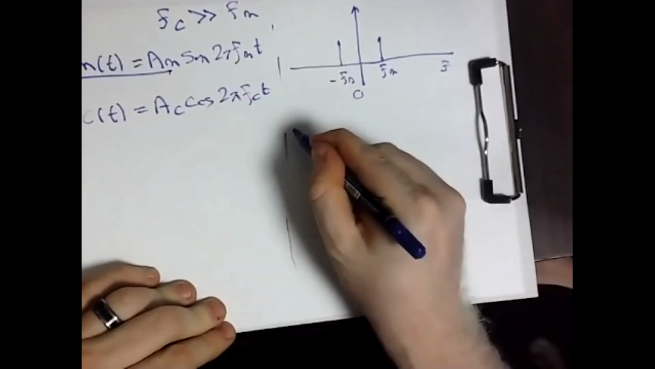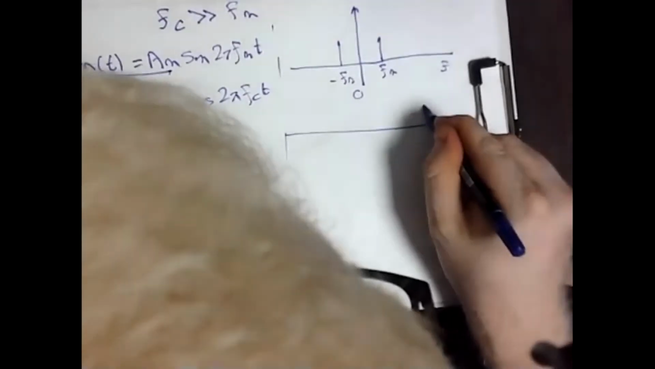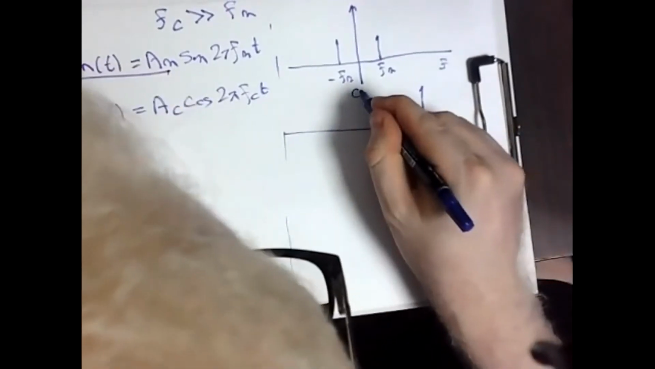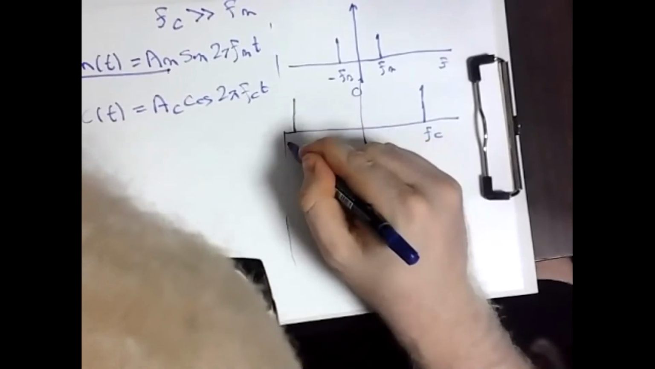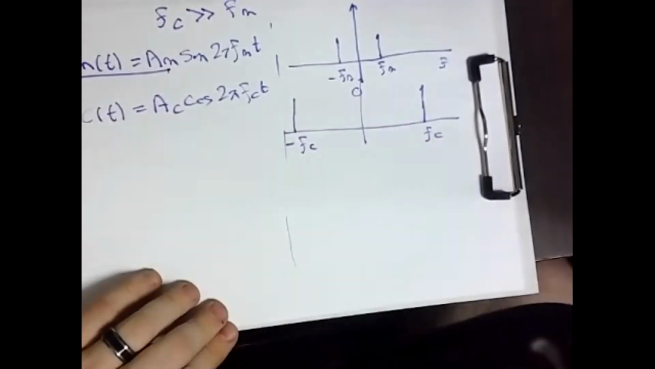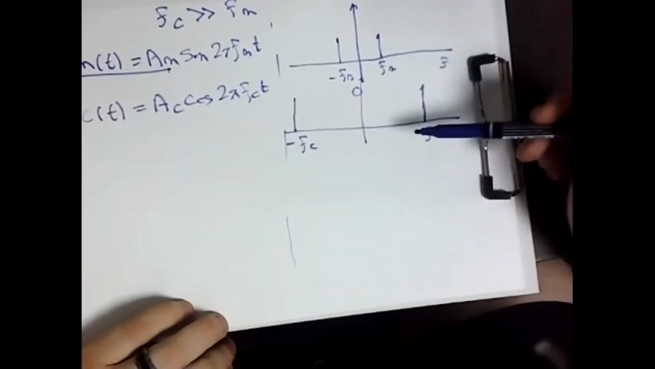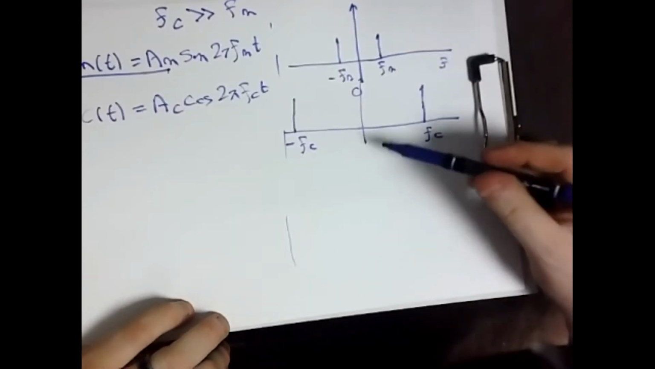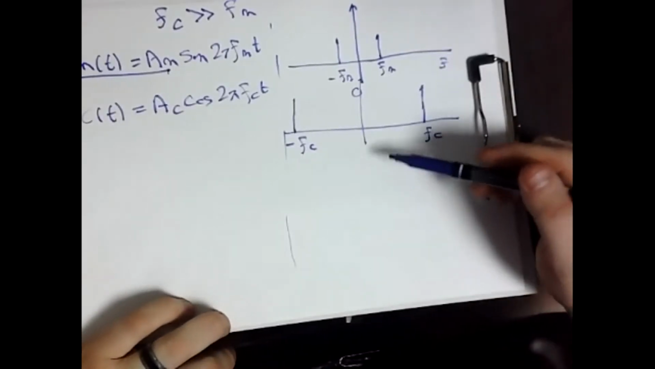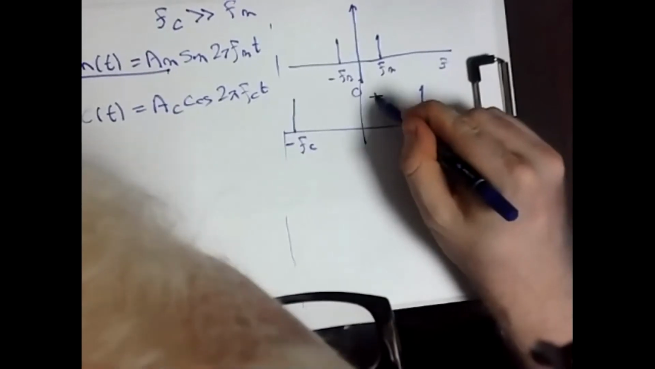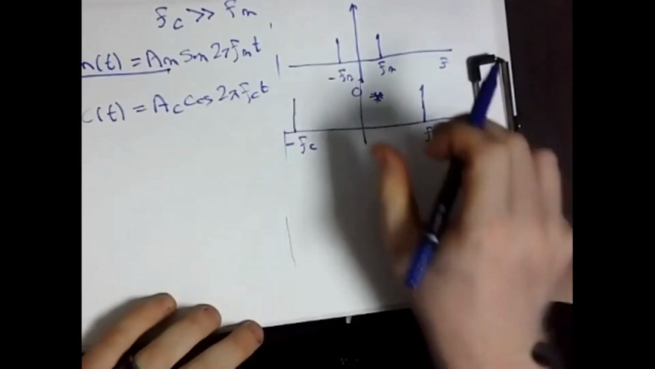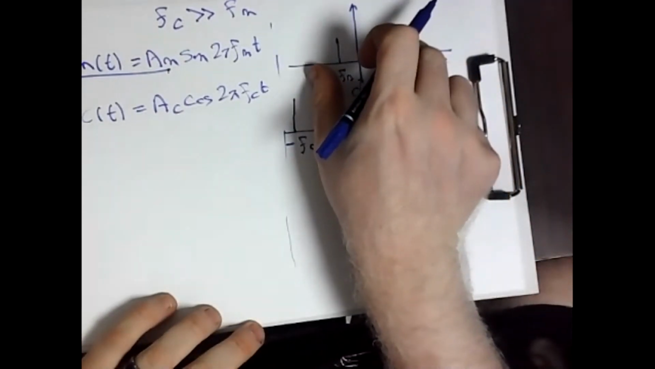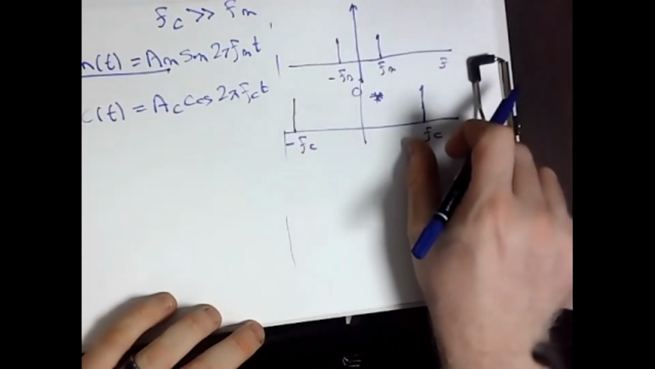When I would like to make a shift, I will make something like that. This is FC and this is negative FC. Now, what if I would like to make this process in the frequency domain? Now I will make what's called a convolution. And if you remember what I told you about the convolution, it is simply that you shift the signal to the place at which the delta is.